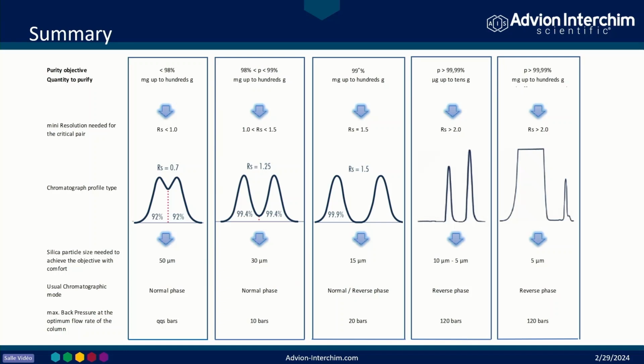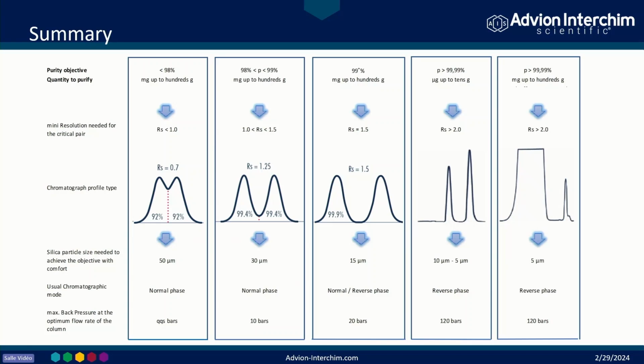To sum up, you need to select the right instrument with the right column regarding your target purity. For example, if you need to reach less than 99% purity, you need to have less than 1.5 for the resolution. To achieve this resolution, you can generally use virgin silica 15 microns or 30 microns in flash column in normal phase. That will generate only few bar of back pressure.